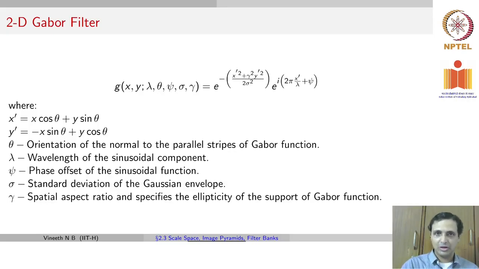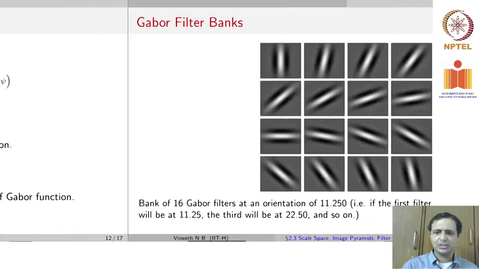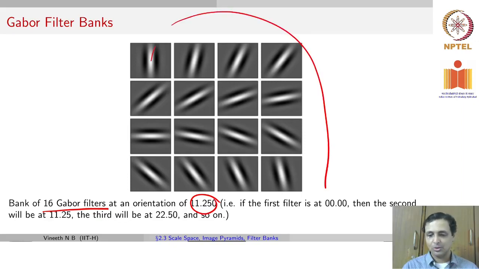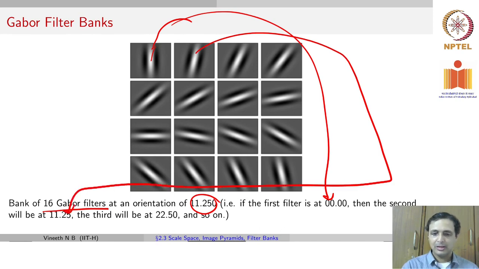So this is a 2D Gabor filter. As you can see, it gives you an idea of certain textures. So here is a filter bank of Gabor filters. This has 16 Gabor filters at an orientation of 11.25, which means if your first filter has an orientation of 0, your next filter will be 11.25, the next filter would be 22.5, so on and so forth. And you can see the Gabor filter being rotated, and you now have an entire bank of Gabor filters.